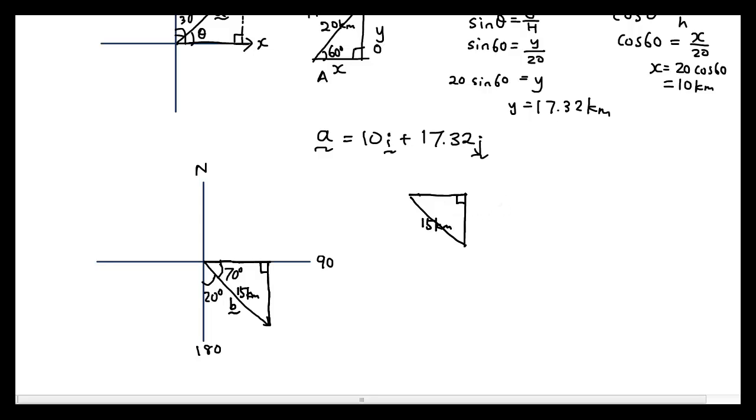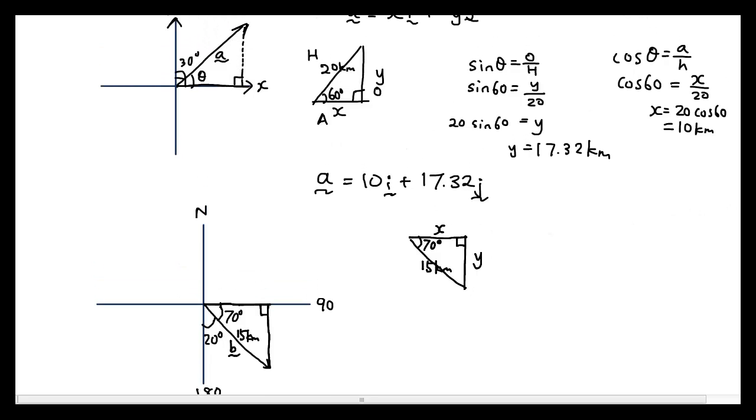We got an angle of 70, and we're looking for y, and we're looking for x. Okay, now notice that while x is still in the positive direction, y is now in the negative direction. So therefore, once we find y, and we're going to put it in the position vector, we have to write minus something j.